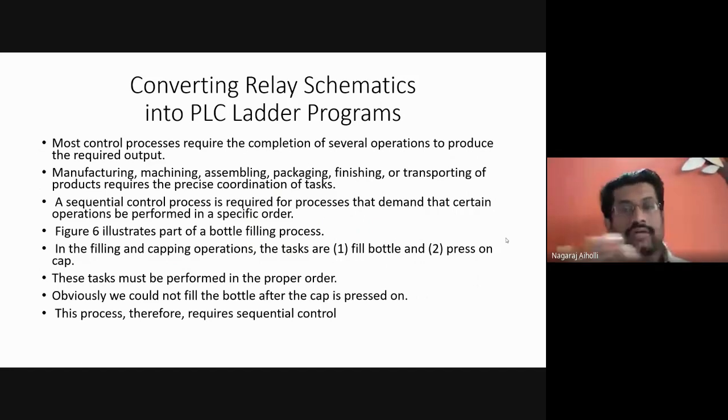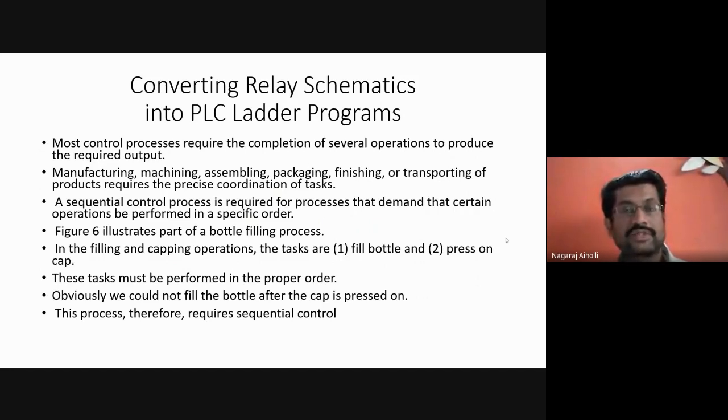There are bottles moving on the conveyor belt. Instead of the bottle getting filled with the liquid first and then the cap applied next, if the cap is applied first, then what will happen? Is it possible to fill it with the liquid? It is not possible, is it not? Therefore, this is called a sequential process.